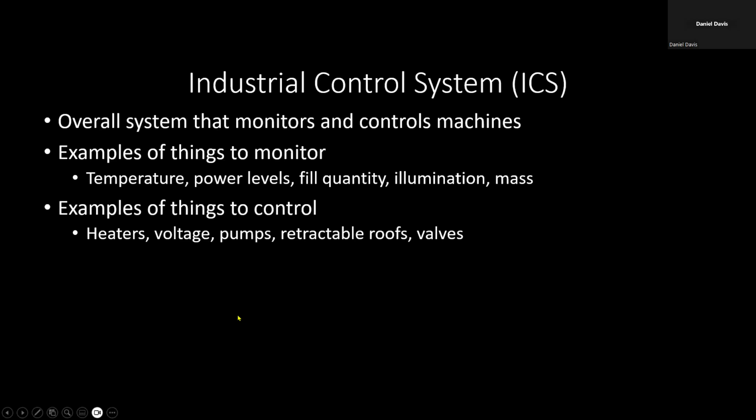Okay, up next, ICS. ICS stands for Industrial Control System. It's an overall system that monitors and controls machines. Examples of things to monitor would be things like temperature, power levels, fill quantity, illumination, and all of that sort of stuff. Examples of things to control would be heaters, voltage, pumps, and retractable roofs and valves. So again, we want to emphasize here we're looking at 2 different categories, things to monitor and things to control.